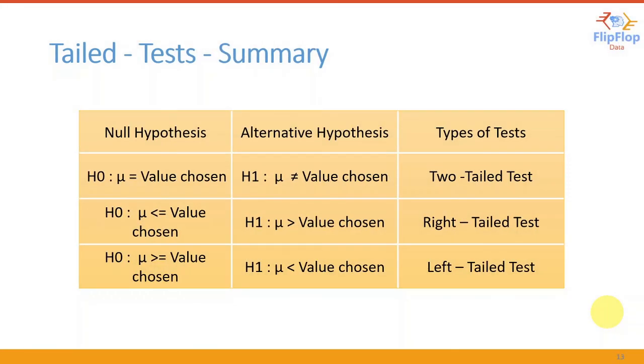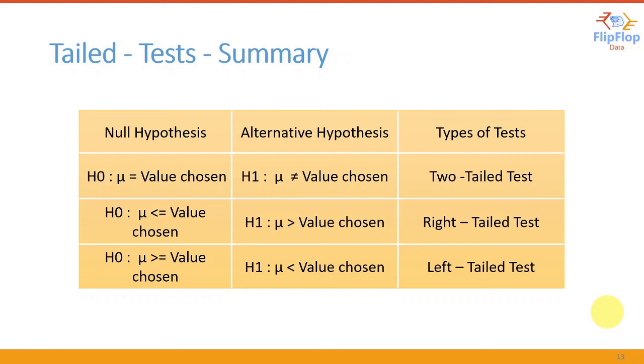So let's summarize the points through this table. I am considering mean here, but you may take any other parameter as per your requirement, that is a standard deviation or variance or proportion, anything. So here how it goes, when we set our null hypothesis as H0: mu is equal to the value chosen and H1, that is alternative hypothesis, as mu is not equal to value chosen, then it becomes a two-tailed test.